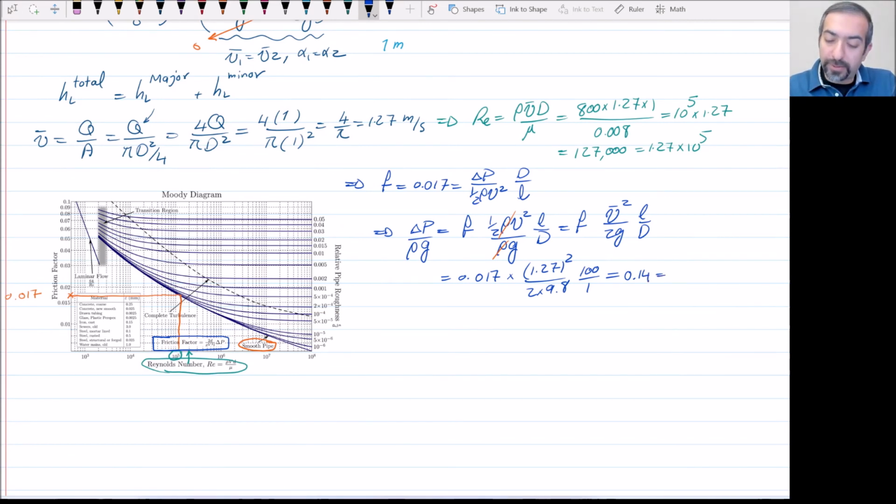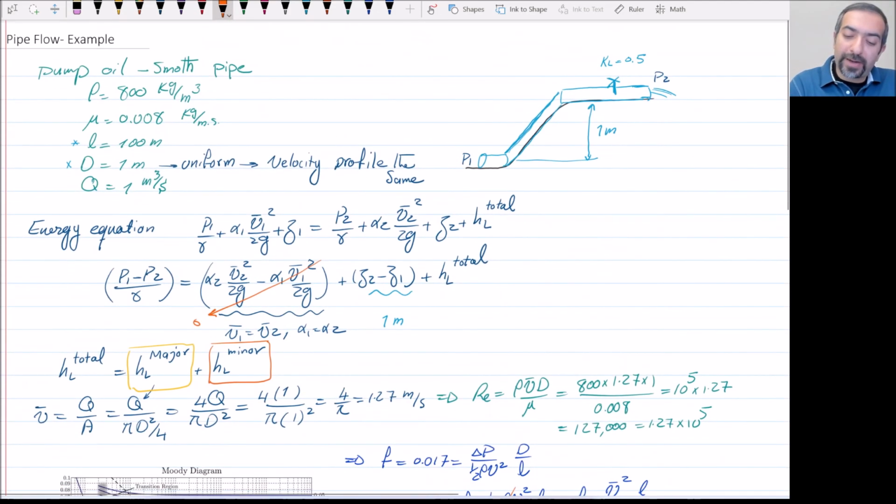So this is equal to H loss major. Okay, so H loss major is equal to this number. I'll just put a box around it. Okay, so that's the first part of our H total. So this term is calculated. Now let's go and find out HL minor.